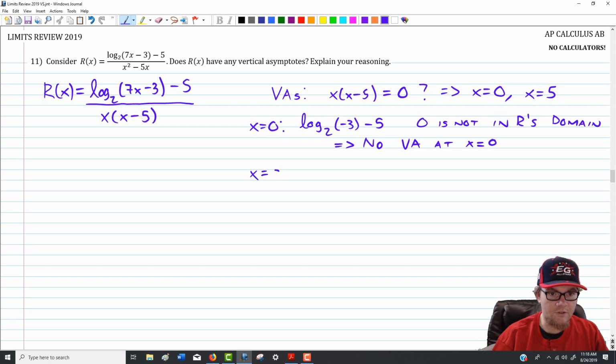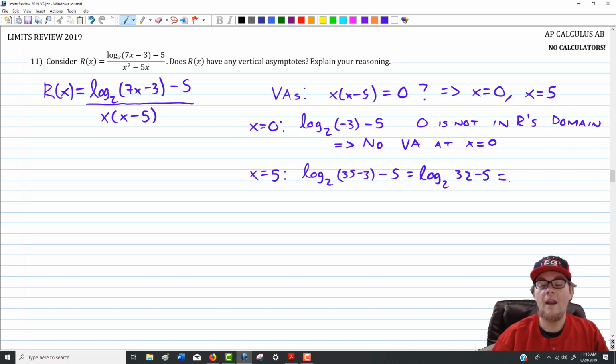You might wonder then if there's something tricky going on at x equals 5. Well, if we plug that into our numerator, we get log base 2 of 35 minus 3, all minus 5. That's log base 2 of 32 minus 5. And ask yourself for a second, what power of 2 gives you 32? You're going to get 5. So when x equals 5, the numerator is equal to 0, but so is the denominator, which means that we have a hole at x equals 5. So once again, there's not a vertical asymptote there.